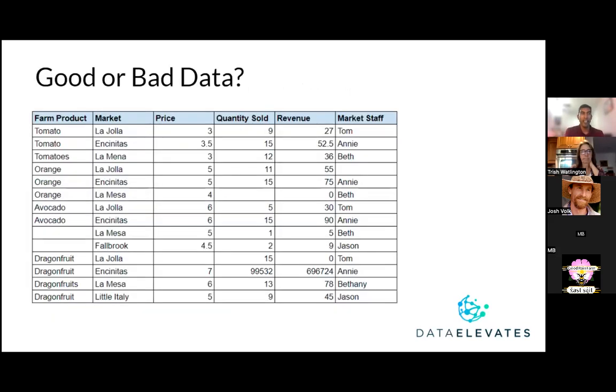And just to solidify it, some of these are pretty obvious, but this is obviously bad data. What parts of this can people just name out, like areas that are bad about this data, based off what we just mentioned?